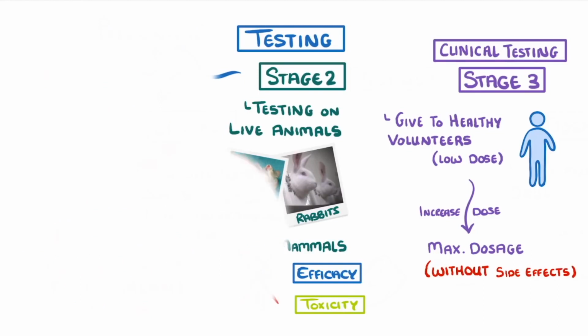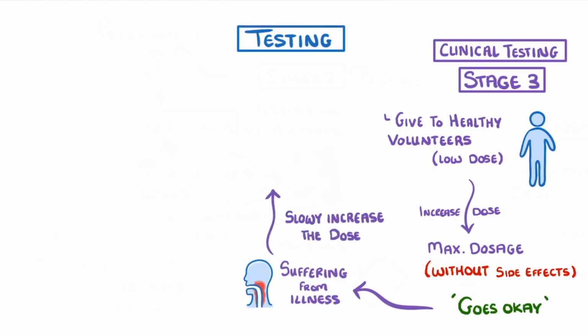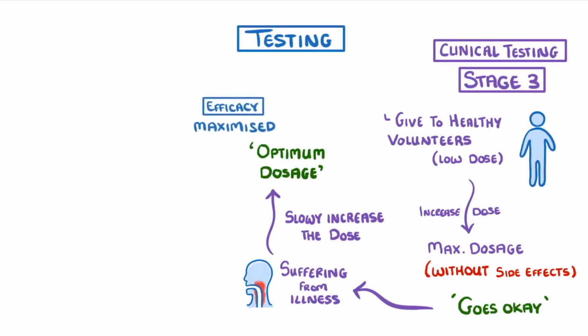The aim here is to basically find the maximum dosage that we can give before we start to see side effects. If this all goes okay, then we give the drug to people suffering from the particular illness that the drugs are trying to target, and again slowly increase the dose. This time, though, we're looking for the optimum dosage, which is the dose at which the benefits are maximized but the toxicity is minimized.